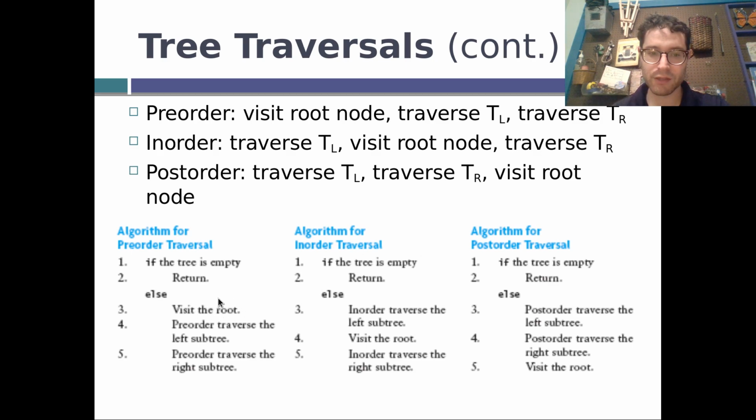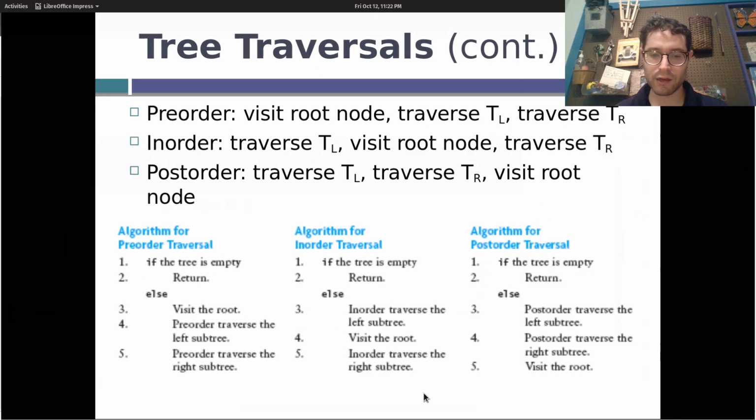Otherwise, for pre-order, the first line is to visit the root, then pre-order the left, then pre-order the right. Visit, or handle, or process the root. For post-order, you post-order the left, post-order the right, then process your root. And for in-order, you traverse your left, process your root, and then do your right subtree. So notice that these are all the same.